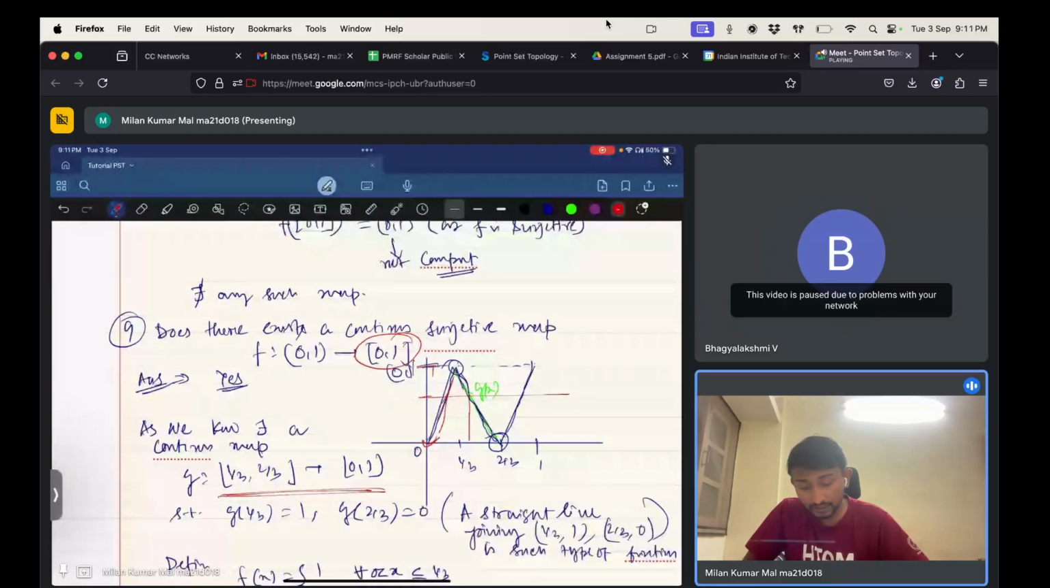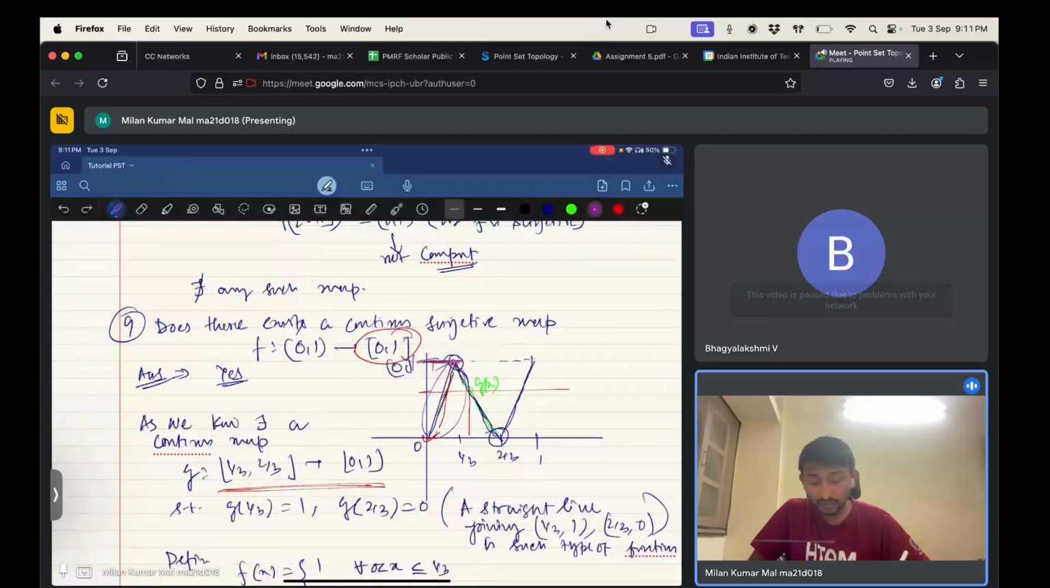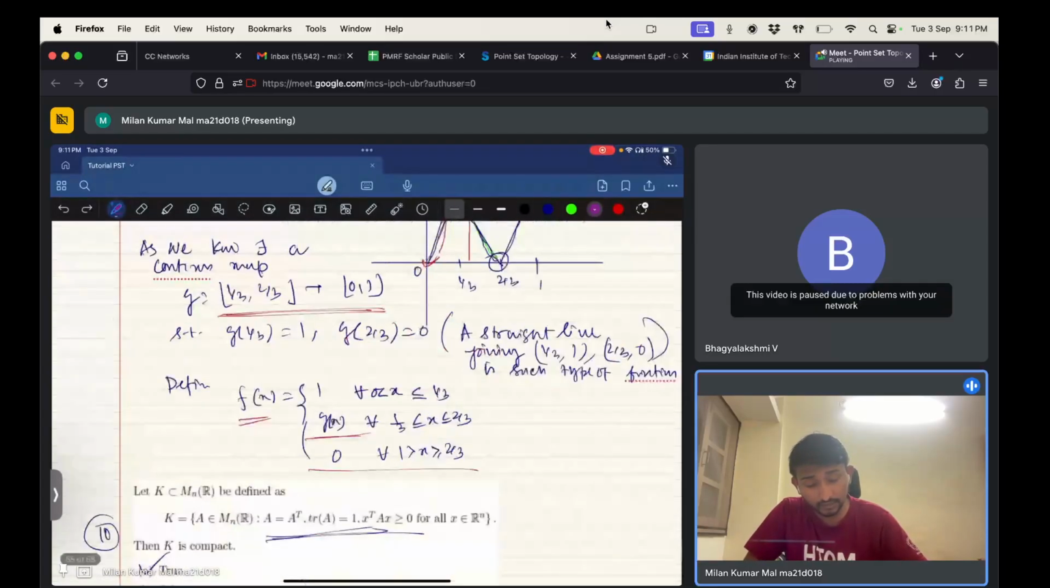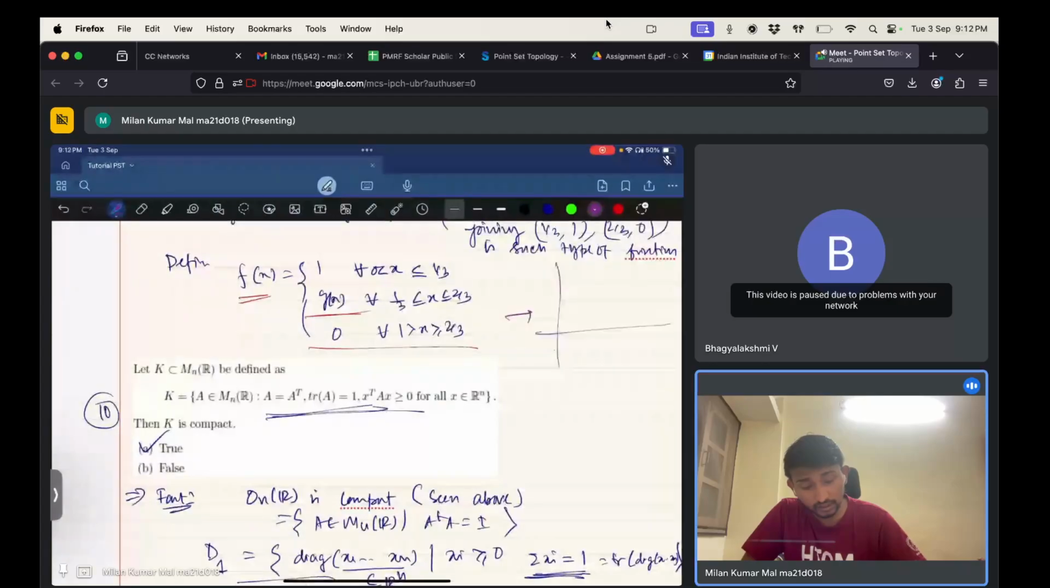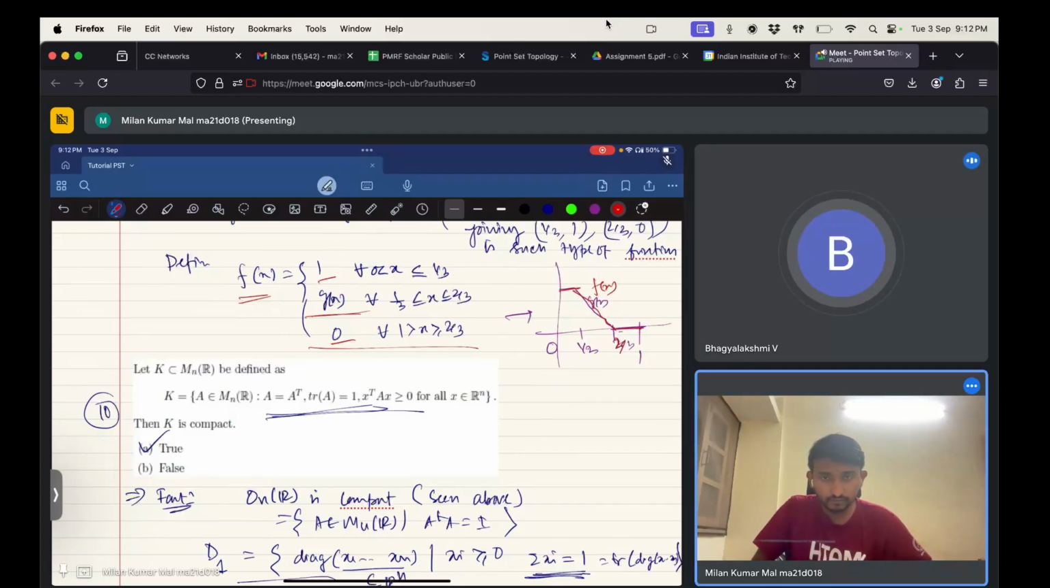I'm just saying if this line is given as this particular line, this fx means this is the graph. This is 0, this is 1, this is 1 by 3, this is 2 by 3. This is the gx from 1 by 3 to 2 by 3. This is the graph of fx: from 0 to 1 by 3, it is always taking value 1, and from 2 by 3 to 1, it is always taking value 0. Clear? Okay, sir.